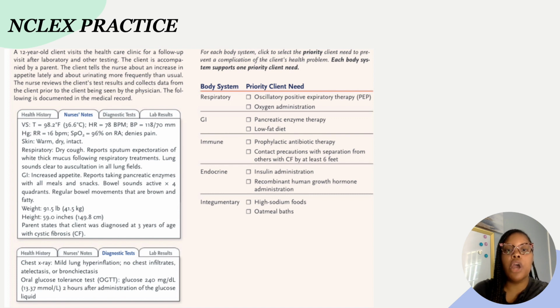All right, so let's start with the body system of respiratory. Which one is a client priority? So let's look back at the nurse's note under respiratory.